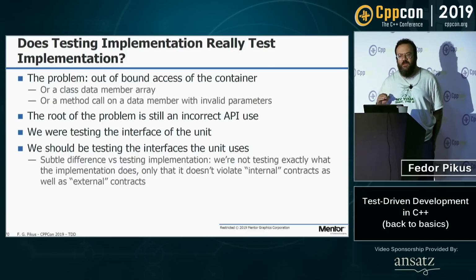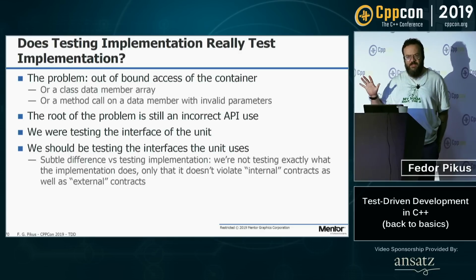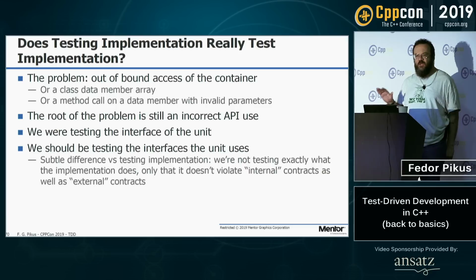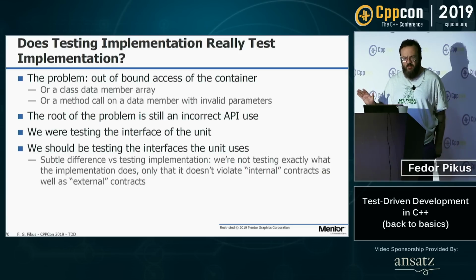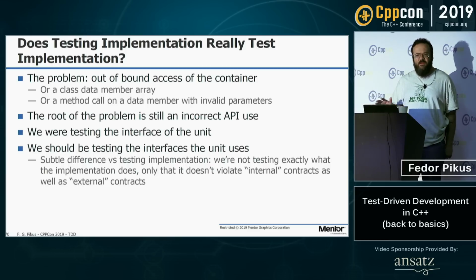Now, if you think of it in these terms, not only should the unit abide by the contracts, but the unit should not violate any contracts that it depends on. You can often remove the need to test for implementation if you just test for compliance with the APIs, with the contracts. That part is actually public, that part is stable, it doesn't depend on the implementation. Whatever your implementation of the sort is, you should never access the container out of bound.